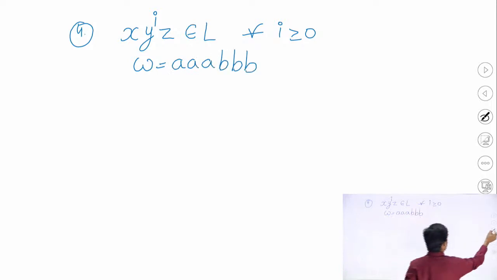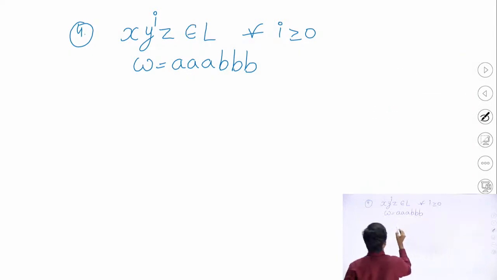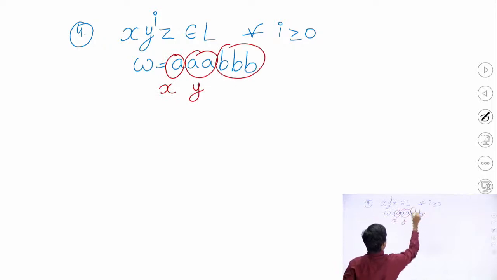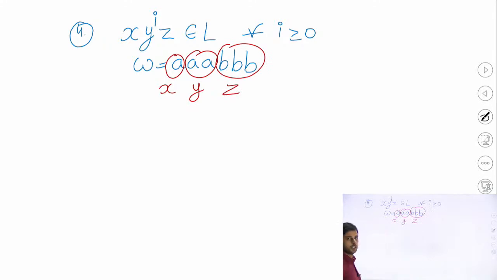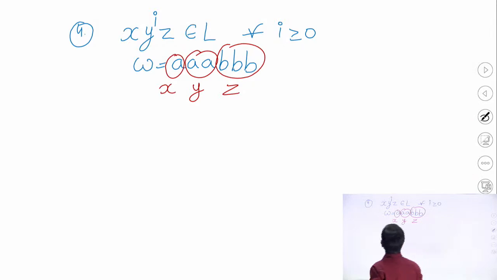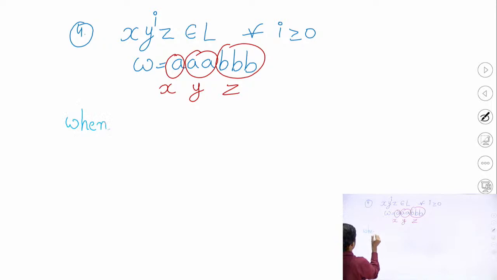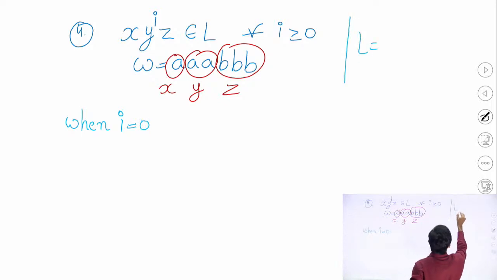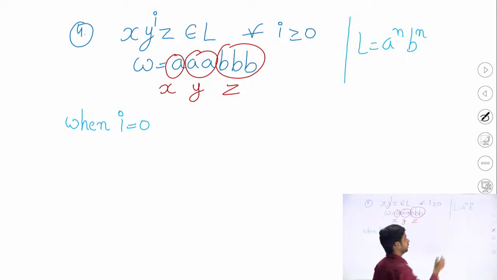Okay, and we have divided this, x will be a, y will be a, and triple b is z. Now put i equal to 0, and just remember my language is a raised to power n, b raised to power n. This you must remember.